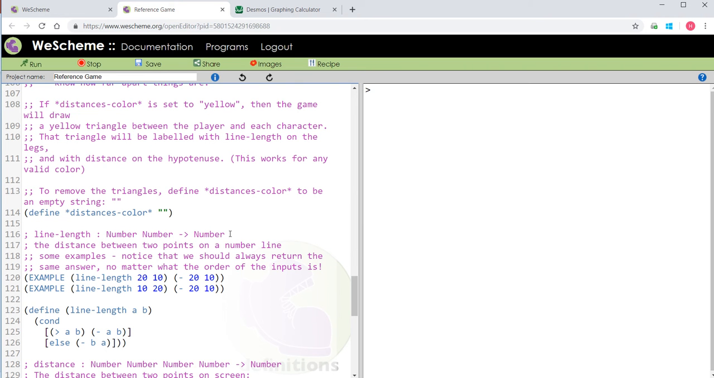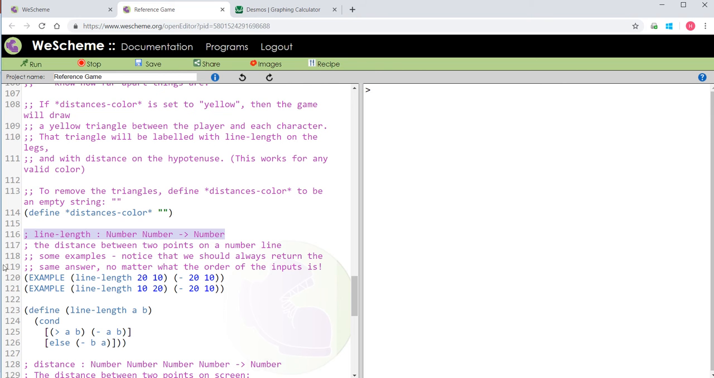So this right here is your big hint on how to start your contract in your Unit 8 packet if you want to get started. The name looks like line length, and then we have a number input with a number output. So it says the distance between 2 points on a number line. Some examples. Notice that we should always return the same answer no matter what the order of inputs is. So that's some good information.